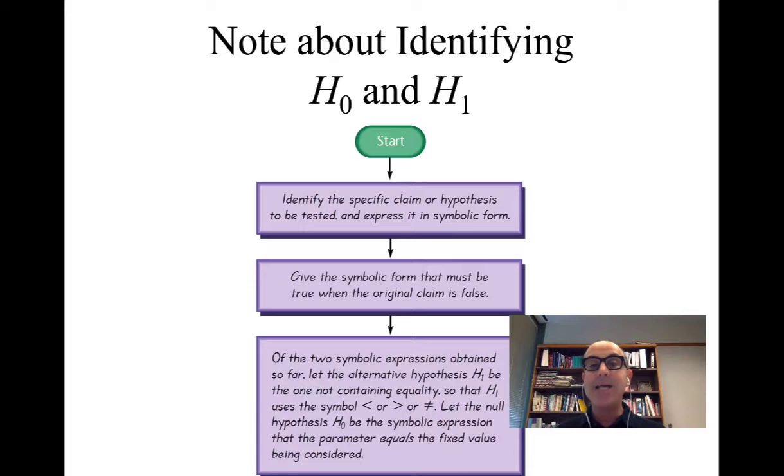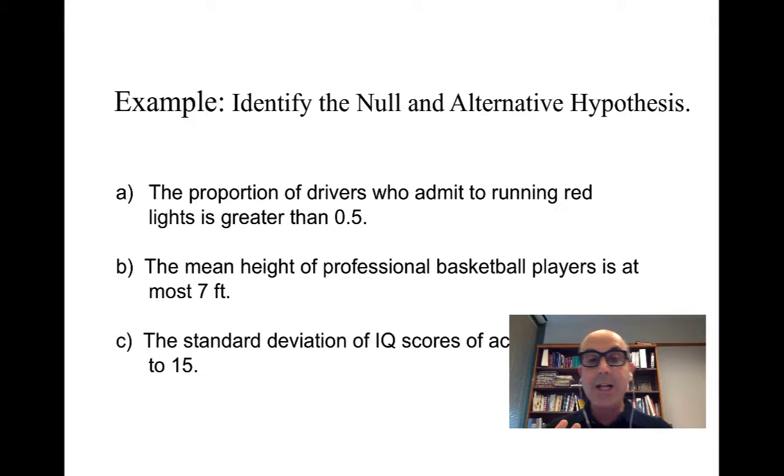We start by identifying the claims. We give a symbolic form that must be true when the original claim is false. The proportion of drivers who admit running a red light is greater than 0.5. The mean height of professional players is at most 7 foot, and the standard deviation of IQ score of actors is equal to 15. Those are examples to help you identify the null and the alternative hypothesis.